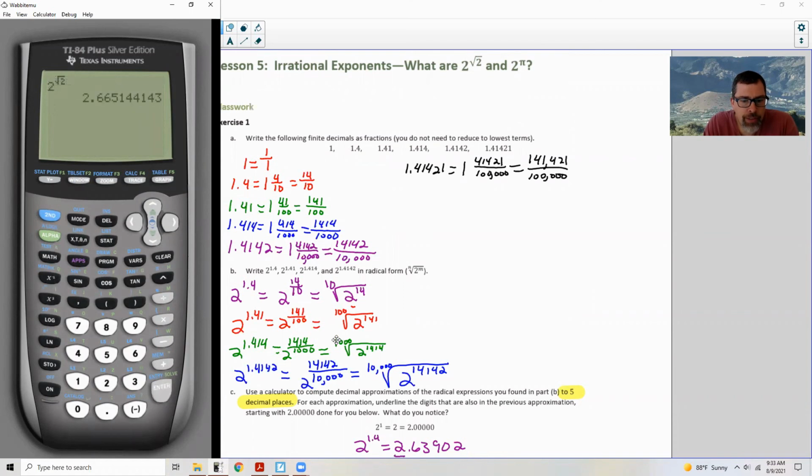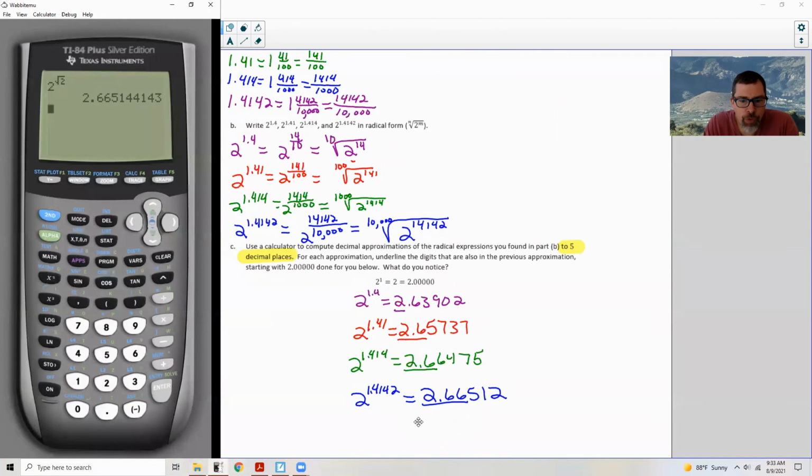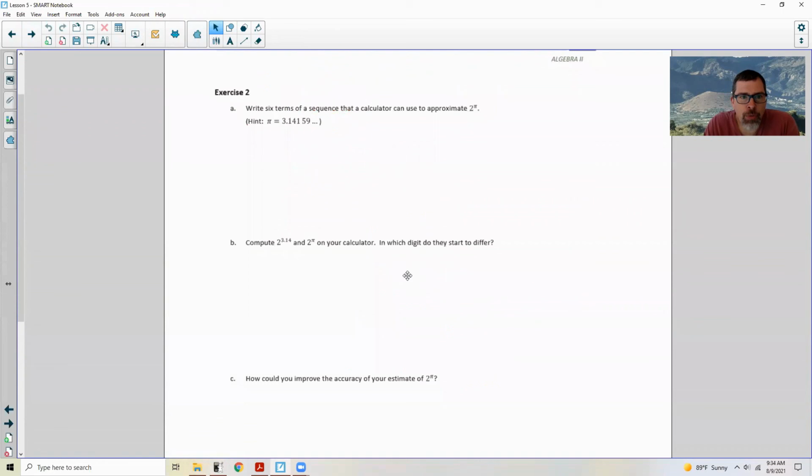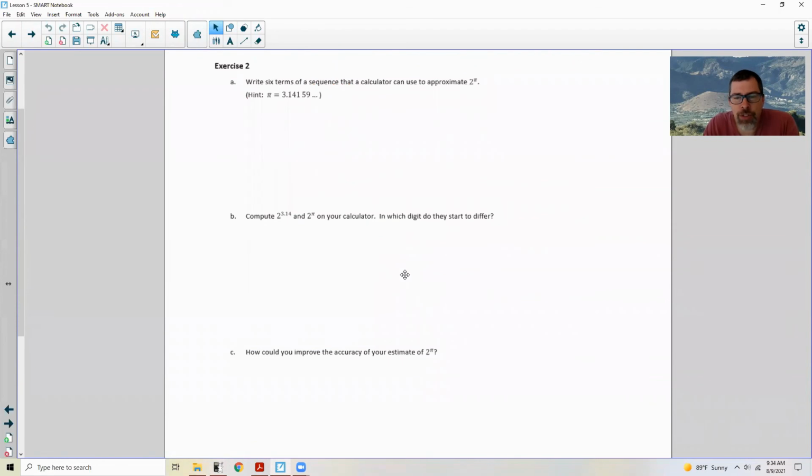I get 2.66514. This is 2.66512. And the further out I go, the more accurate I'm getting. So what we're really doing here is approximating an irrational exponent, just so that you're aware. Okay, so now we're going to do that using the exponent of pi.